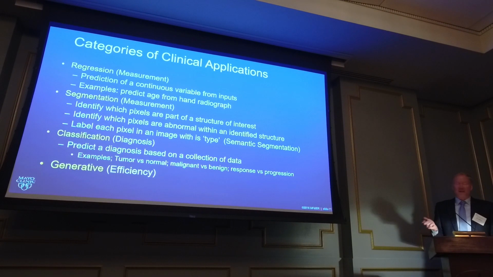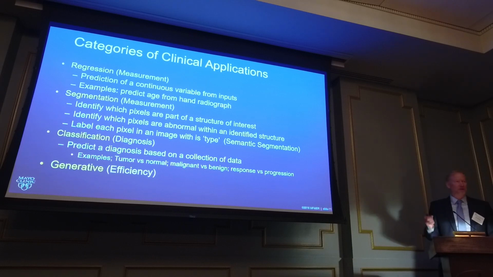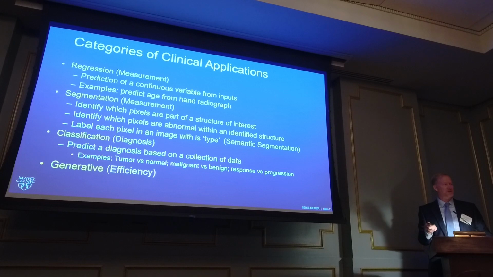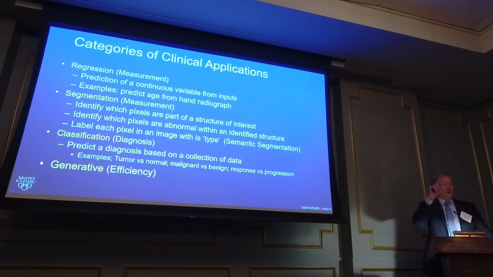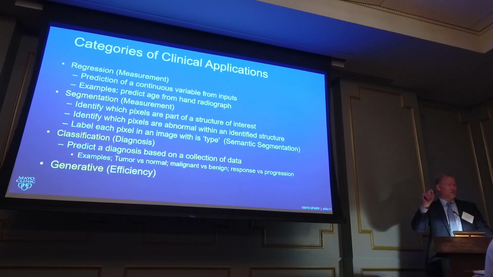There are several different classes of clinical applications that we can have for deep learning. Things like regression, which essentially is predicting a floating point value. So things like age, bone age for instance, is one popular application. You can do segmentation, which essentially is saying a pixel is belonging to the brain or the liver or the tumor, that sort of thing.